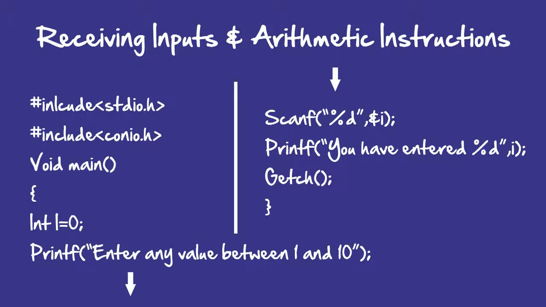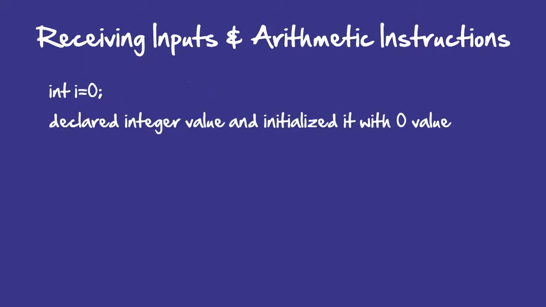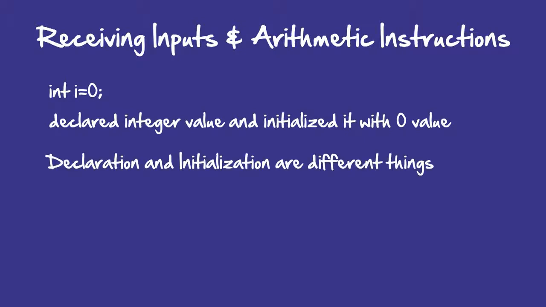So now I will explain this program. In this program, the first two lines are header files and then your main function with return data type as void. After that we have declared an integer variable and also initialized it with the value 0. We can do the initialization at the time of declaration. Think in this way that declaration and initialization are two different things. int i and then semicolon is just the declaration, but i equals 0, I am assigning some value at the time of declaration, that's called initialization.